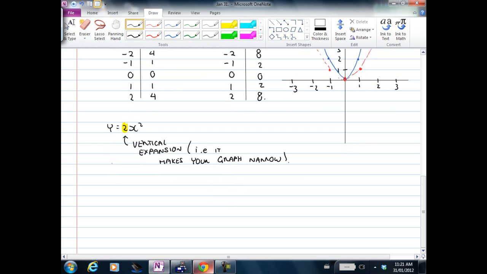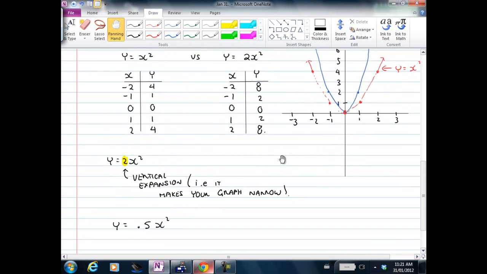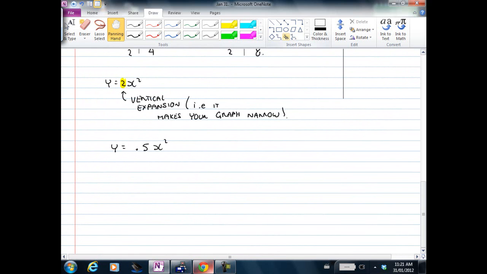I want you to predict what the graph would look like if I give you y equals 0.5 x squared. So what would the graph look like? We're going to draw a rough sketch. Here is my y equals x squared. Guys, gals, I want you to predict what 0.5 x squared would look like. Would it make it narrower or would it make it a bit more wide? Less narrow. So draw it in. Do try to use a different color.